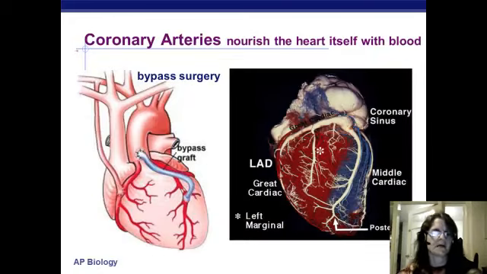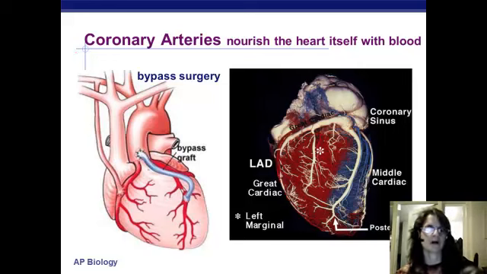You should just be aware the heart also needs blood. It needs to be nourished, just like any other muscle. It's a huge muscle. So the blood vessels that nourish the heart muscle itself are coronary arteries. So this blood vessel here nourishing the heart is a coronary artery.